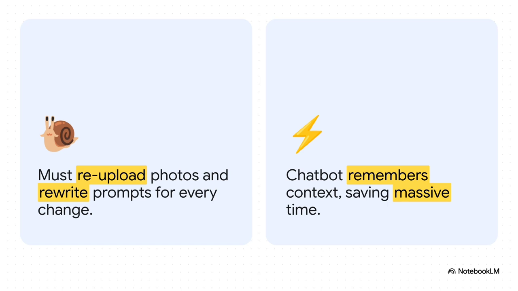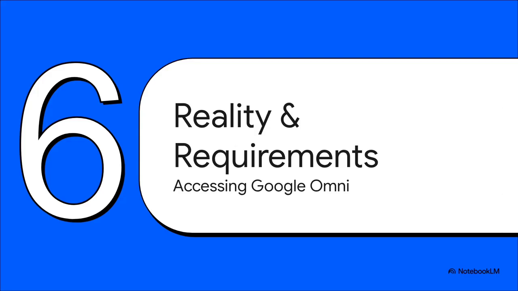With the new Google Flow agent, the chatbot actually remembers. It retains the context of your entire conversation. If you want the model to say something slightly different, you just reply in the chat, hey, change the dialogue to this. And it does it instantly. You don't have to re-upload a single thing. It is a massive, massive time saver.